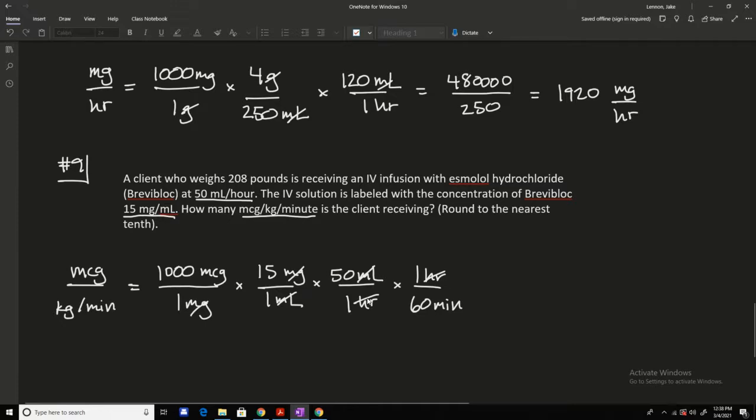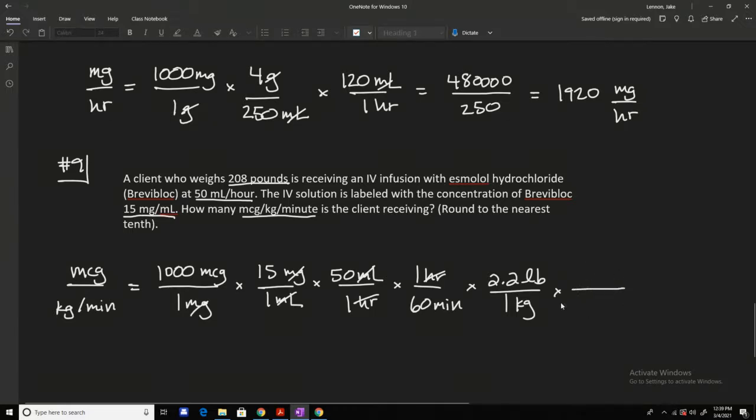So I do have a patient weight in 208 pounds. So in order to use that, I'm going to want to use my pounds to kilograms conversion factor. And notice kilograms needs to go on the bottom. So my conversion factor is 2.2 pounds over my 1 kilogram. So now kilograms is in the right place, and all I have to do is cancel pounds. So in order to cancel pounds, notice the actual weight needs to go on the bottom of the fraction.